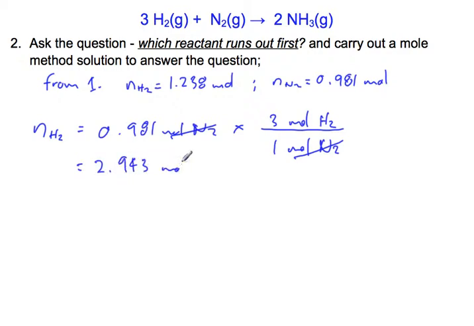2.943 moles of hydrogen. And again, the question was, how much hydrogen do I need? So I need this much, but how much do I have? Well, I have 1.238 moles. That's from step 1. That's how much I have based on the mass. So I need 2.943. I have 1.238. I don't have enough.